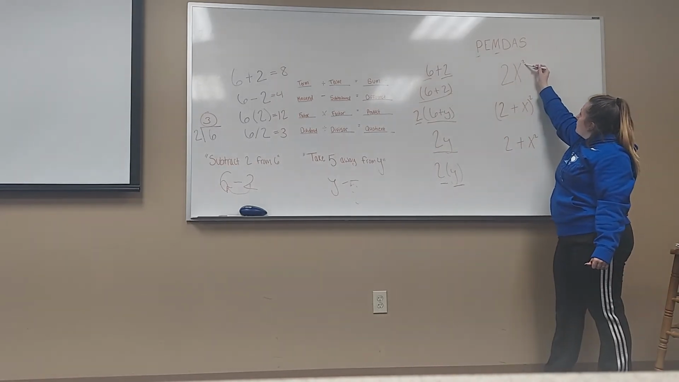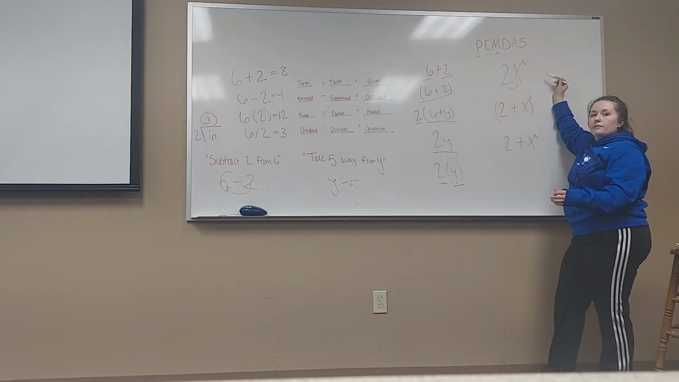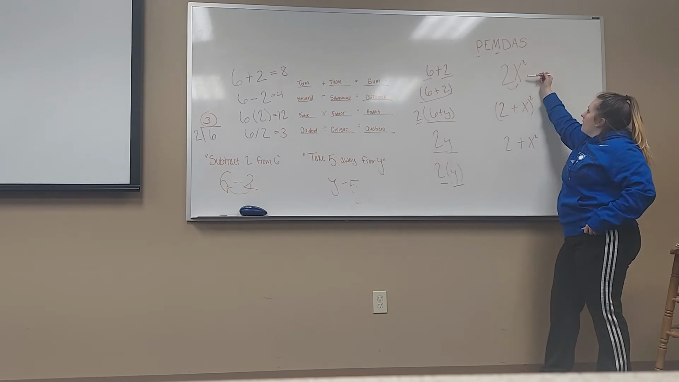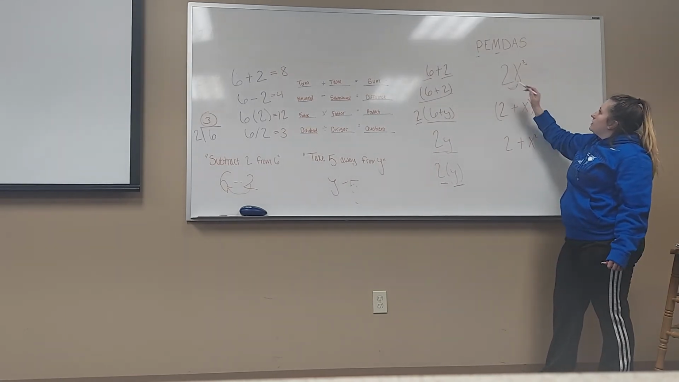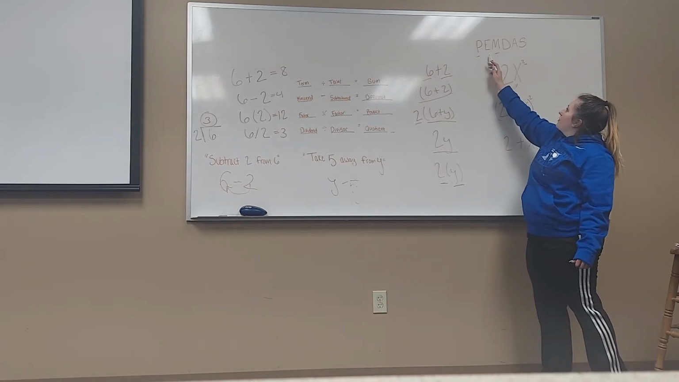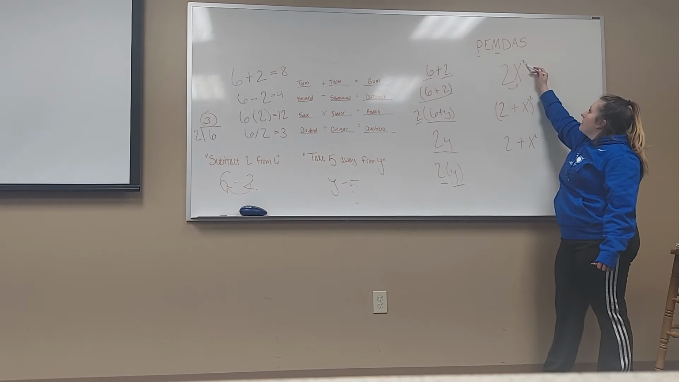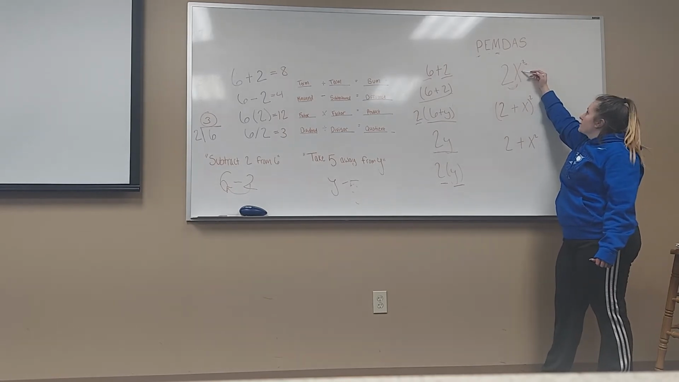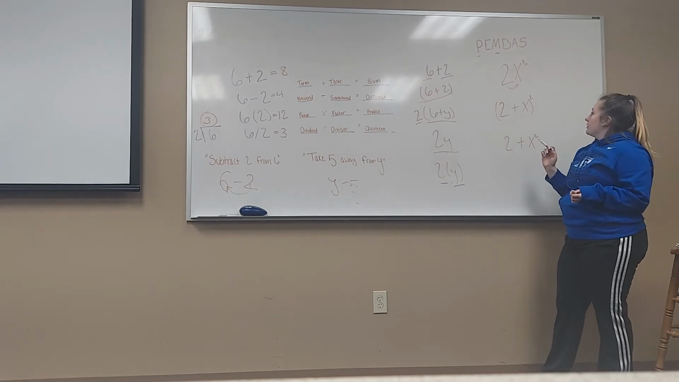We see this exponent up here, right? And we see that 2 and x are going to be multiplied. So what are we going to do first? Are we going to do the exponent first, or are we going to multiply 2 and x? What comes first, the exponent or multiplication? Exponent, right. So we're going to use our exponent first. We're going to square x before multiplying by 2.